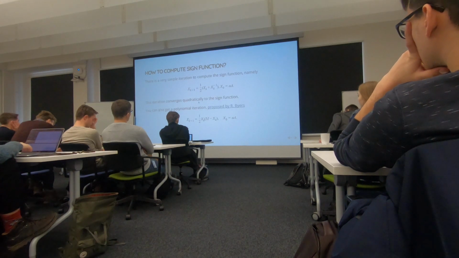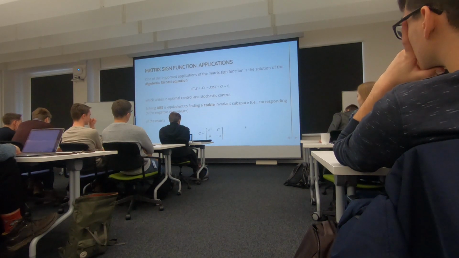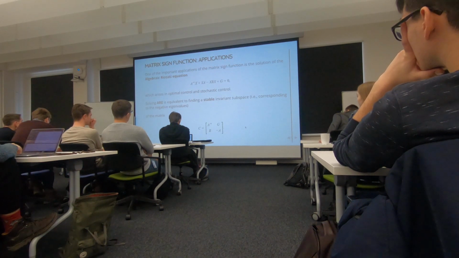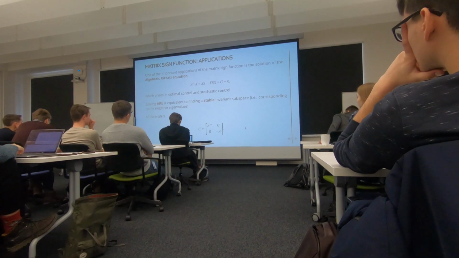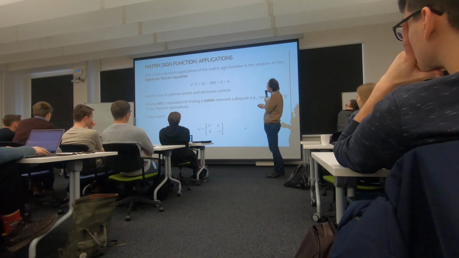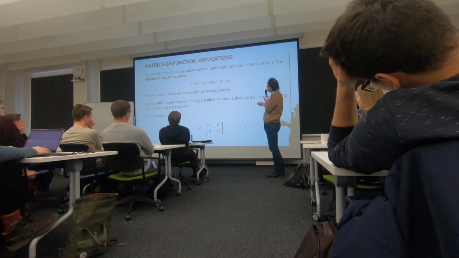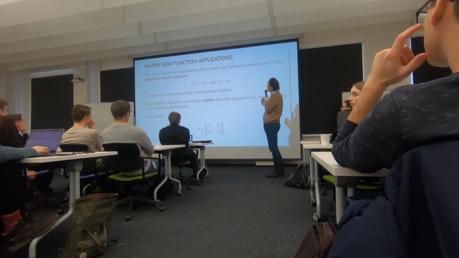there is also a polynomial version. It's better to use polynomials rather than inverses. And this is the application of the matrix sign function, which I briefly mentioned. Well, this is an example of a matrix equation which is used in the study of stability of dynamical systems. It's called the algebraic Riccati equation.